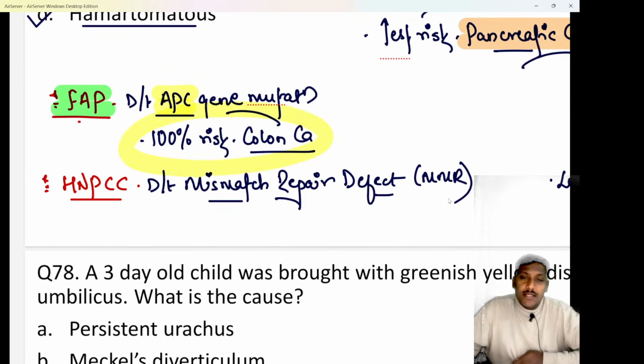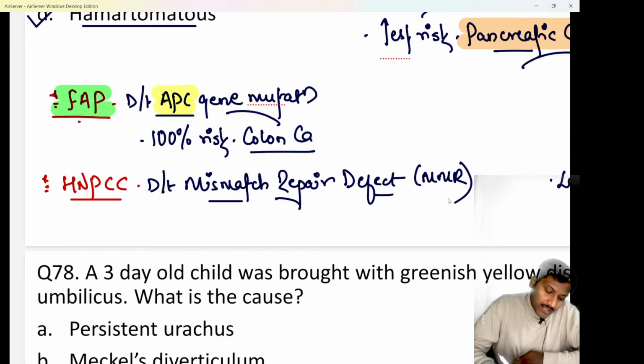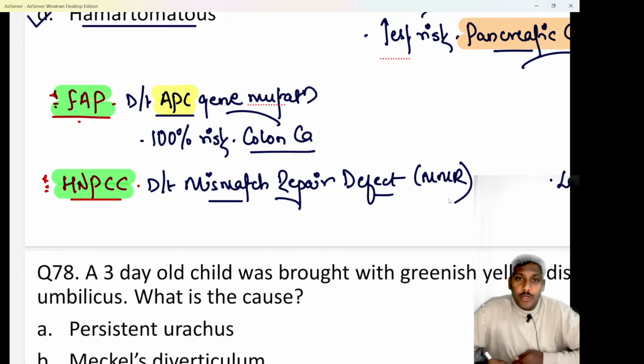That's the reason there is a 100% risk of colon cancer or colorectal cancer, and it happens due to the APC gene mutation. Whereas another recent question in the FMG exam was about HNPCC. HNPCC is hereditary non-polyposis colon cancer, and this hereditary non-polyposis colon cancer is a part of Lynch syndrome, and it happens due to the mismatch repair defect or the MMR defect.